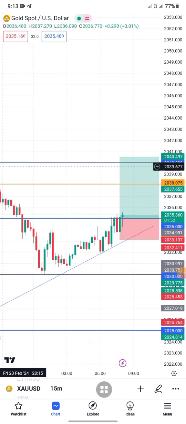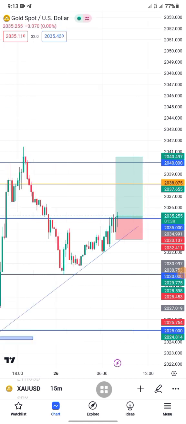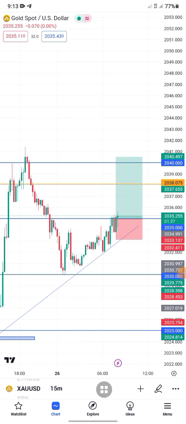I'm expecting a buy way up to this zone, or maybe up to this zone right now. Why is this thing not okay? Sorry. We go up to this zone. I'll show you.